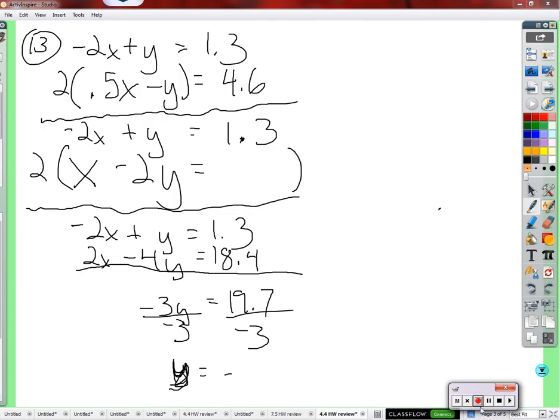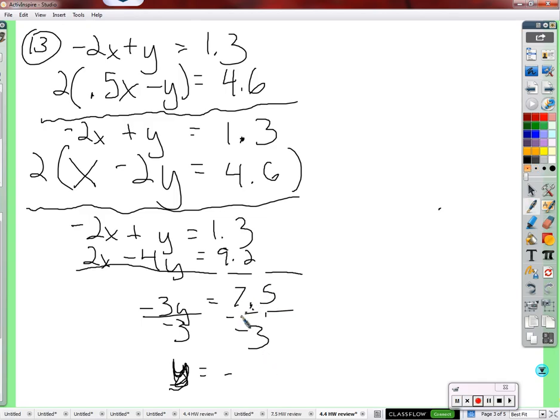I got overzealous here. I was distributing a 2, not multiplying both sides of the equation by 2. So this should be a 4.6. That should still be 9.5. That is 4.6. Multiply by 2 now. This is a 9.2. And now this is 1.3. That equals 7.5. That makes a lot more sense.